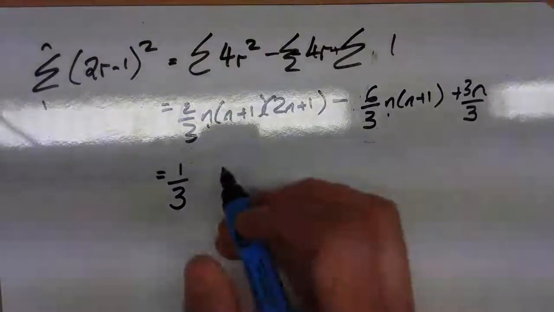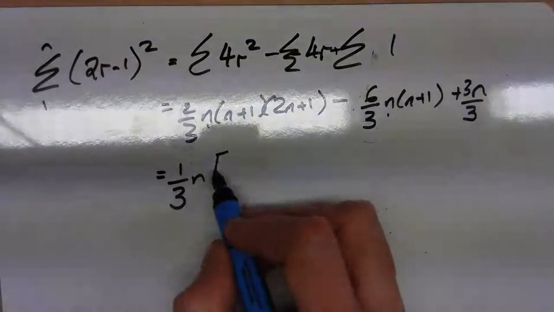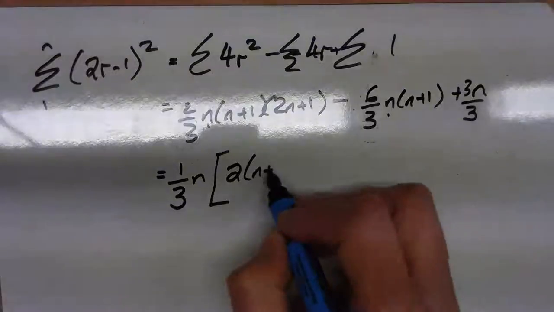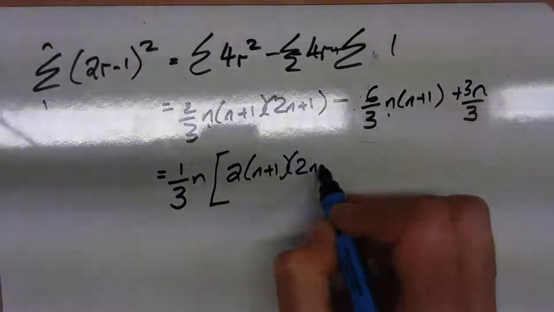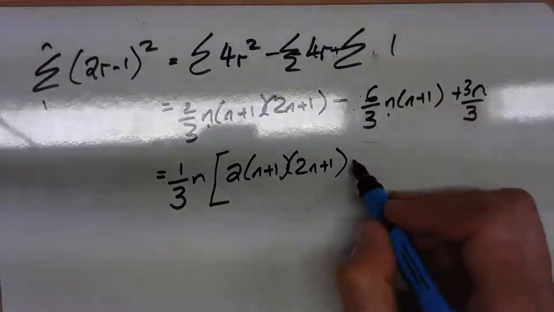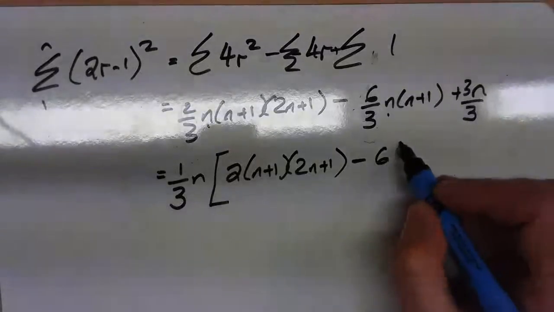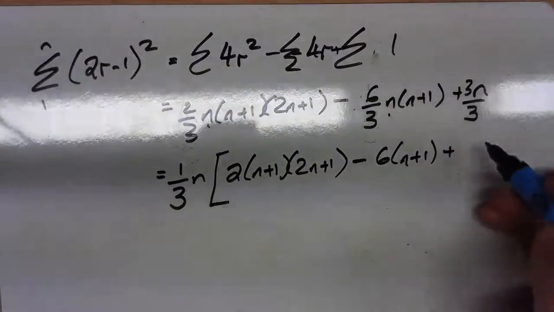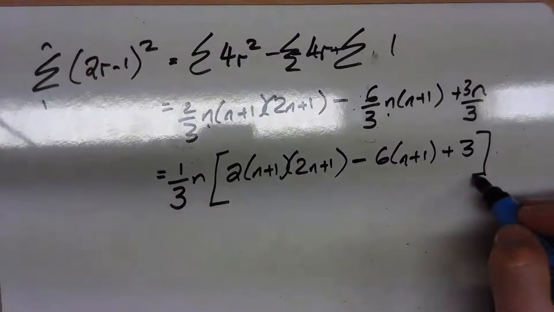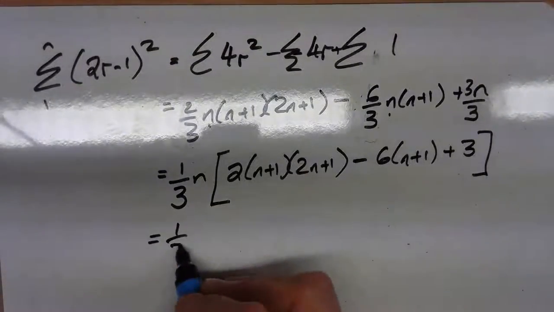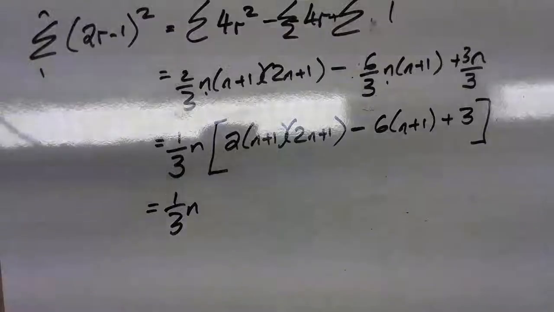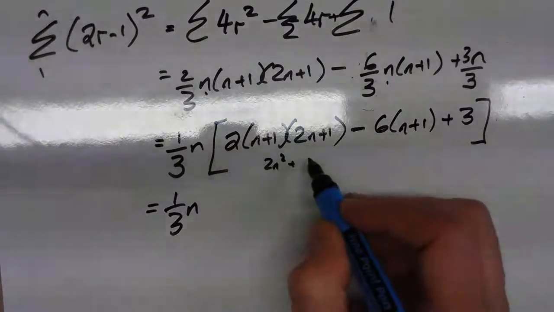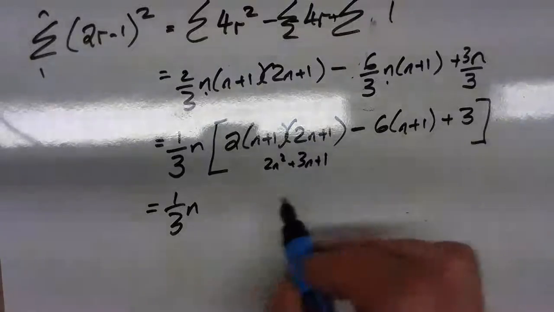I've got an n in everything as well, so we'll take the n out as well. So what else is left? So I've got 2n plus 1, 2n plus 1. I've got minus 6 (n plus 1) here, and then I've just got 3 there, haven't I? Now, there's quite a bit of tidying up still to do in this bracket, but let's just square that bracket there. It gives me 2n squared, gives me 3n, add 1.